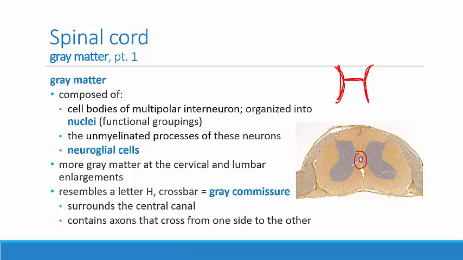So right here is the central canal, a very, very tiny space. Sometimes it's barely even there. It's almost a potential space. And that central gray commissure is composed of the axons that are connecting the cell bodies on the right side to the left and the left side to the right.